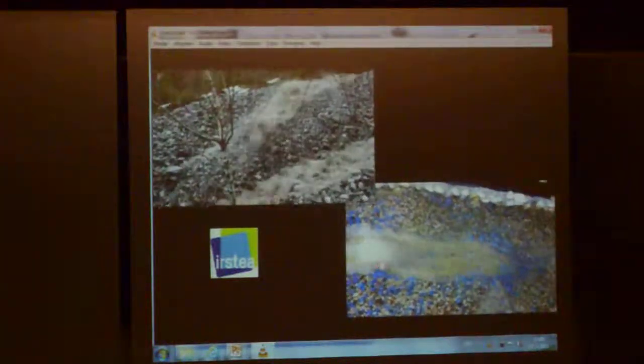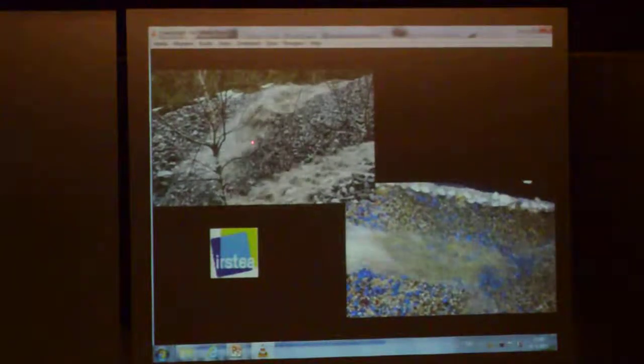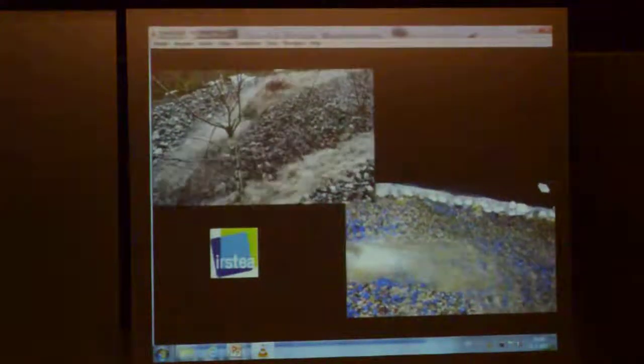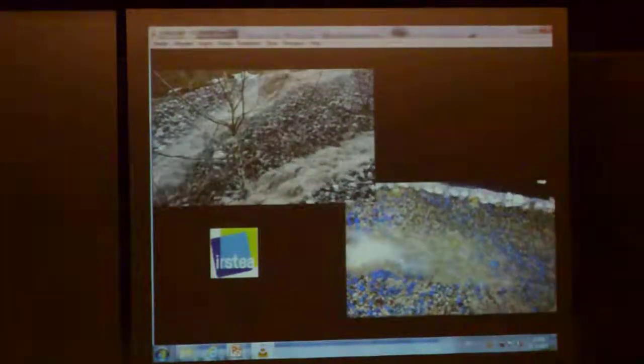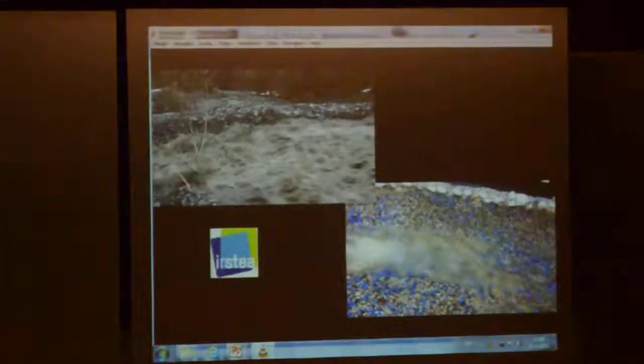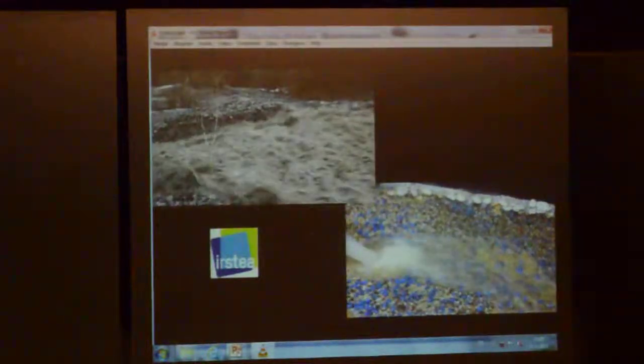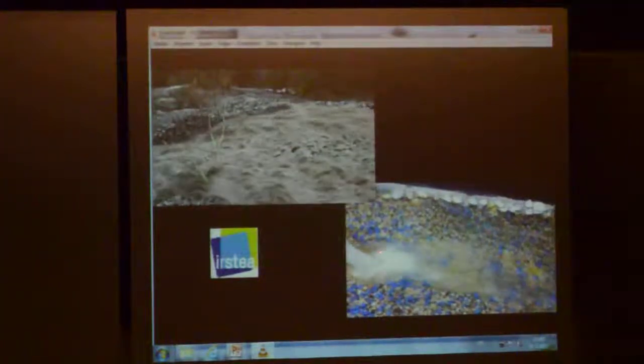So you have here the film. You can see this kind of flow, which was at the beginning a kind of sheet flow, a very thin layer of water, and after a while it transforms into a channelization of the deposit, with finally some kind of very shallow flow.